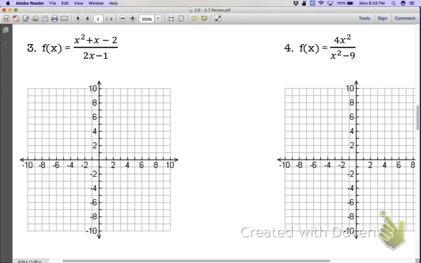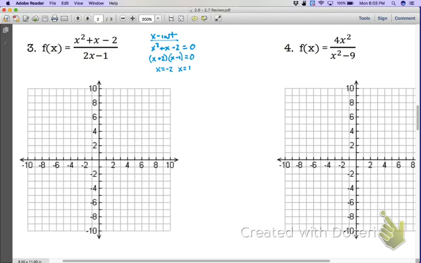So whenever we're going to find the x-intercept, we've got to set the top equal to 0. So we're going to set x squared plus x minus 2 equal to 0, and those are going to give me my two intercepts. This one's factorable, so we're going to have x plus 2 and x minus 1, and they're both equal to 0. So my two x-intercepts here are negative 2 and positive 1.